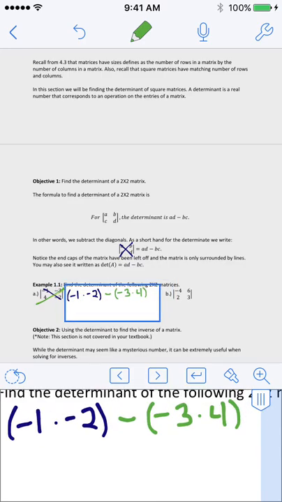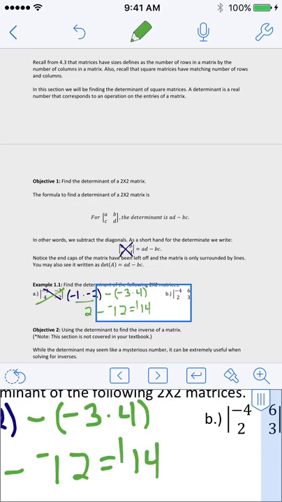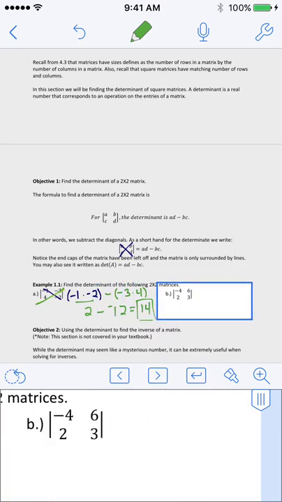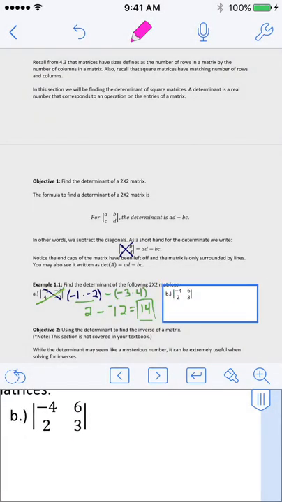So let's multiply this together. We get 2 minus -12, and so our determinant is 14. That's it. That's our determinant. Not very useful right now, but that's how you find it, and it's going to be very useful in just a sec. So let's try one more. I encourage you to try this one on your own. Try to find the determinant of this matrix. Go for it.